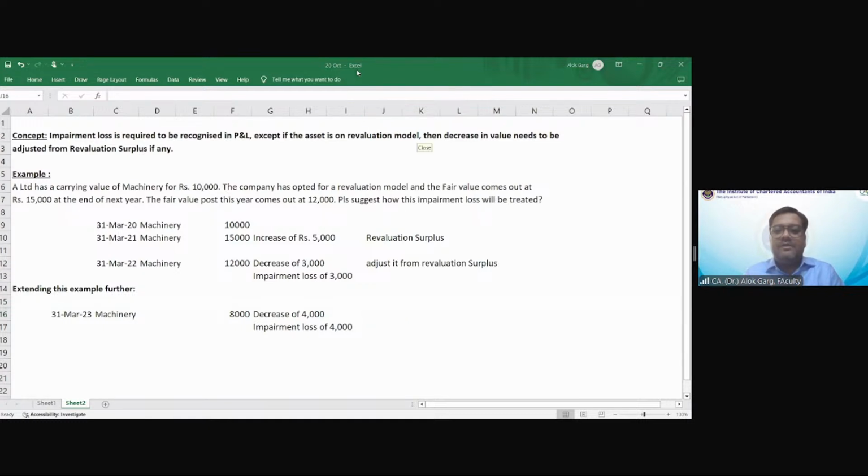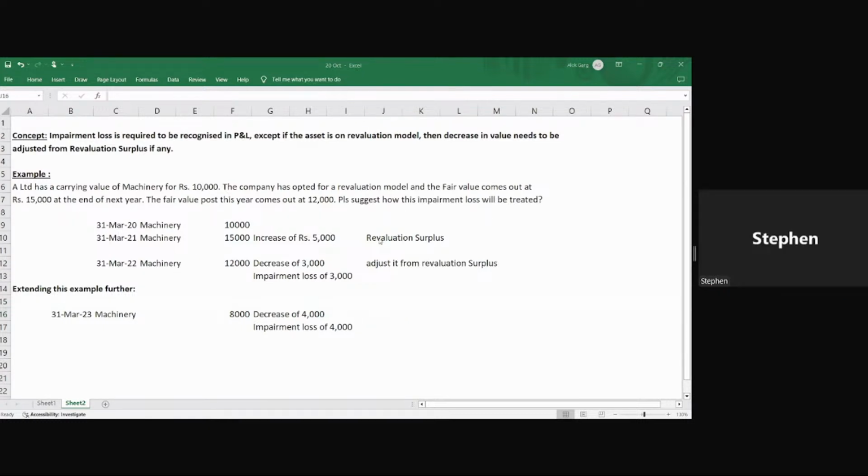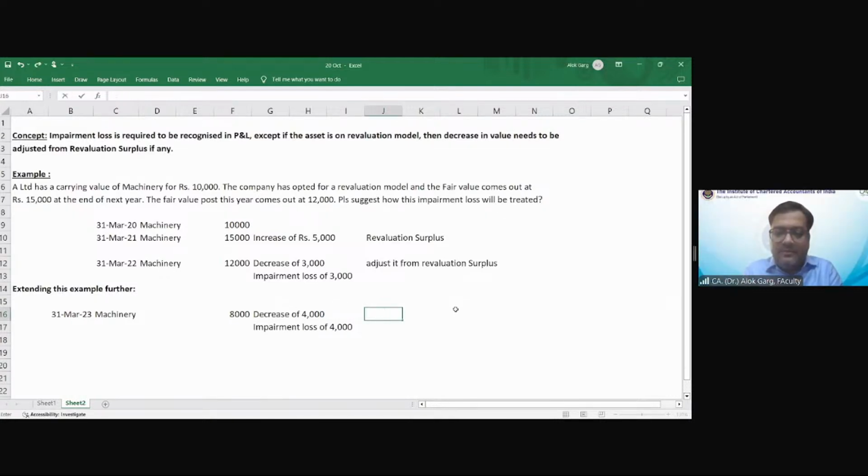Very good, Anu. 2,000 from revaluation surplus and 2,000 from P&L. So 2,000 adjusted from revaluation surplus, and the balance 2,000 recognized in P&L.